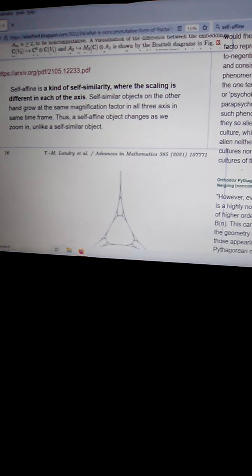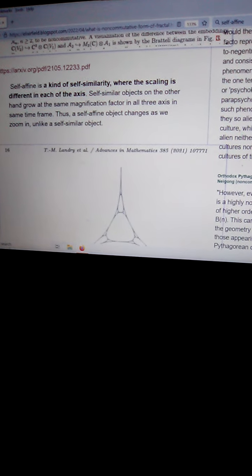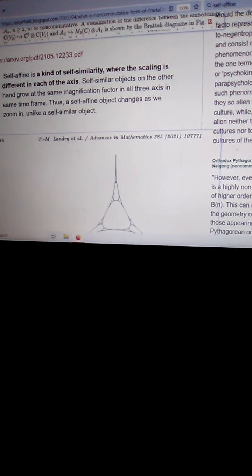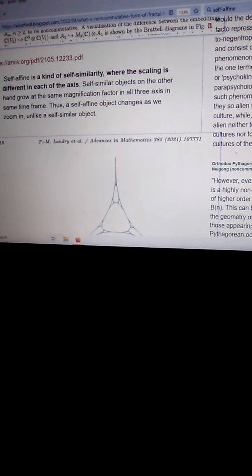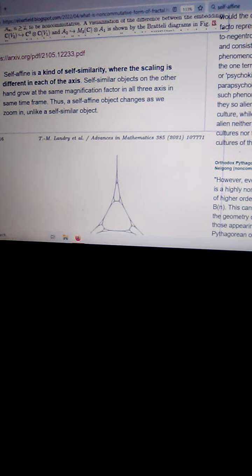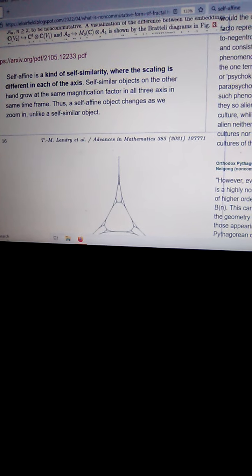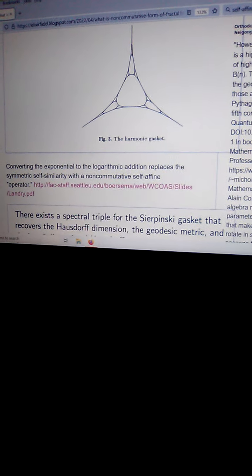And so you can see as the scaling is different in each of the axes. So when you magnify, when you zoom in, the object changes. Okay.